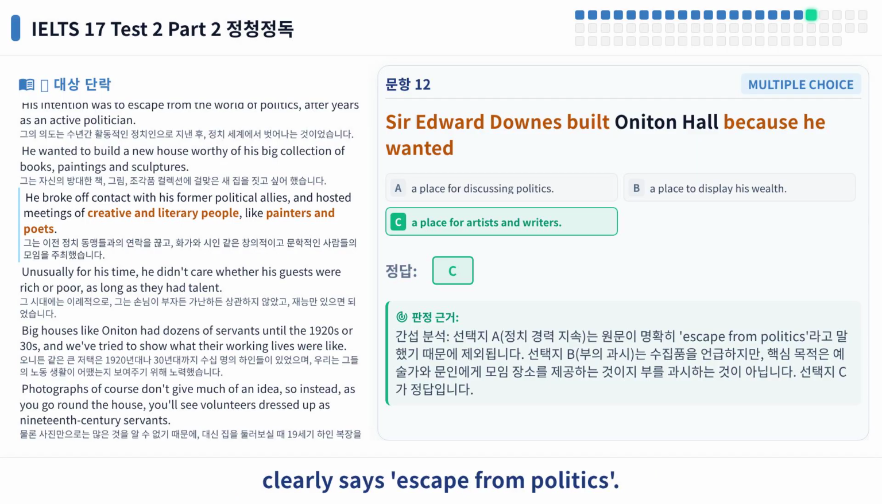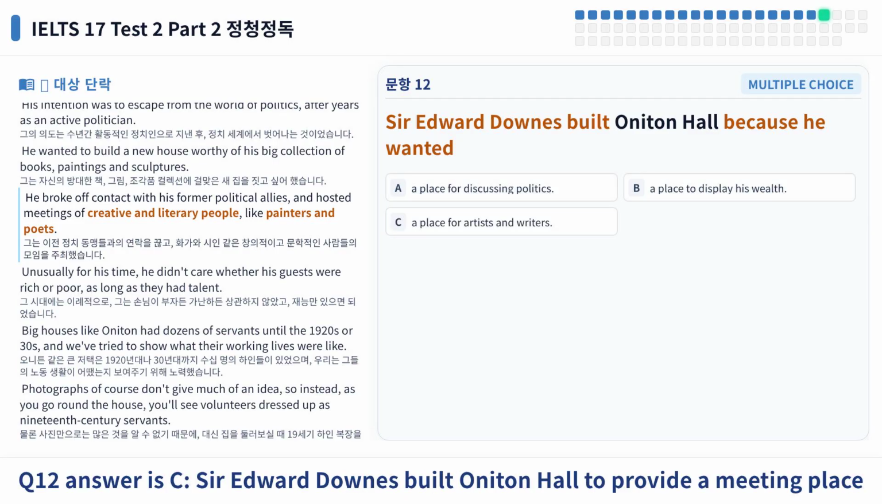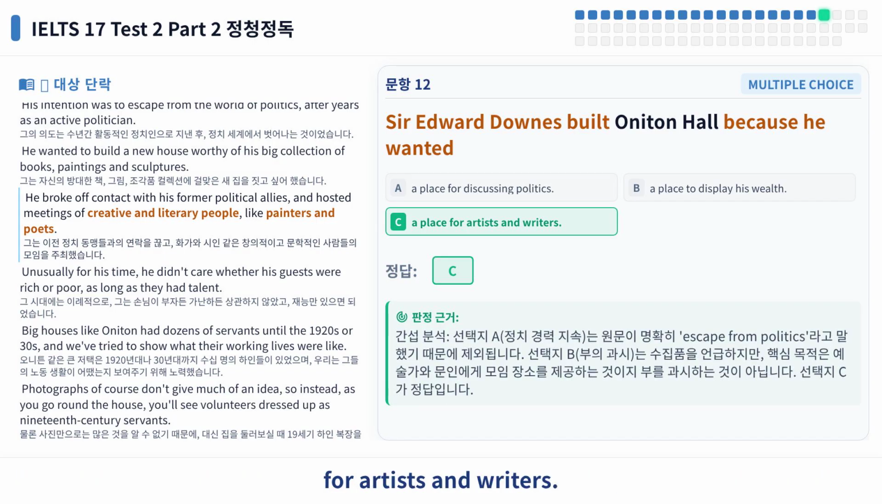Distractor analysis: option A, continue political career, is wrong because the audio clearly says escape from politics. Option B, show off wealth, is wrong because although his collection is mentioned, the main purpose was to host meetings for artists and writers, not to show wealth. Option C is correct.